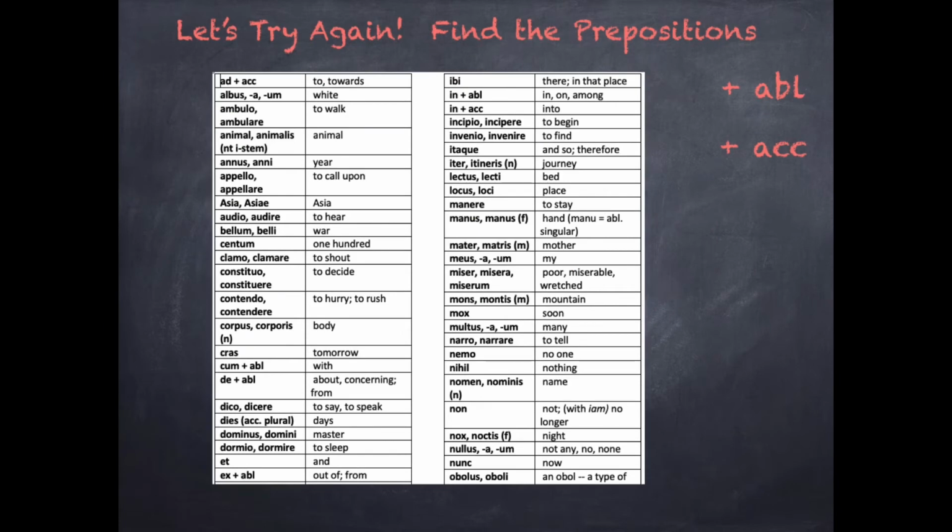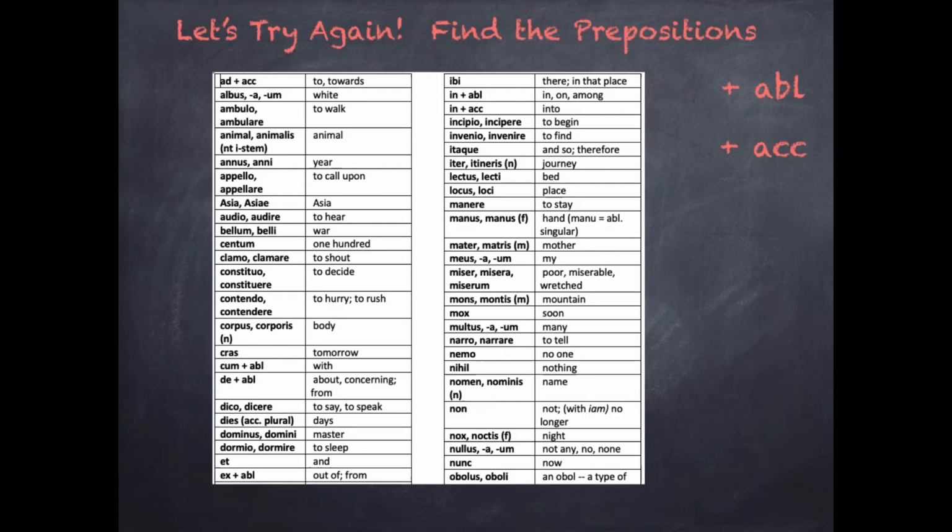Let's try again. Here's a new vocabulary list that I want you to look at and find the prepositions on. Remember, you're looking for small words followed by plus ABL or by plus ACC. I know you don't know what plus ABL and plus ACC means, but that's okay. You don't have to know what those mean to be able to find the preposition on the vocabulary list. And that's all we're doing right now.